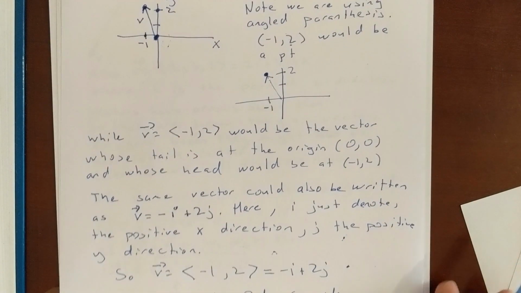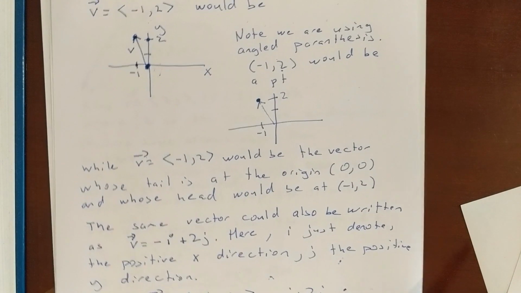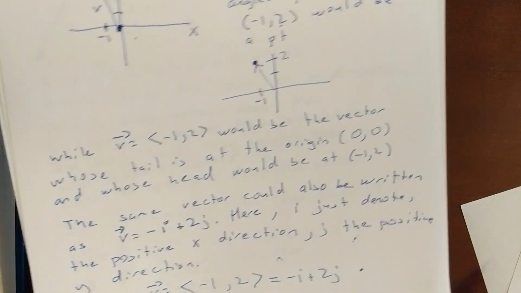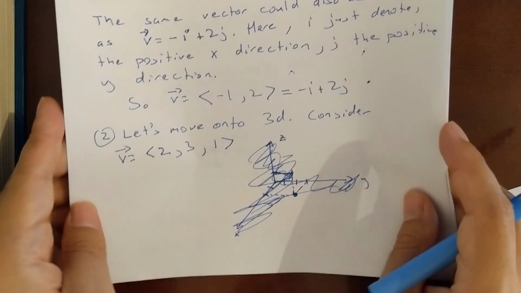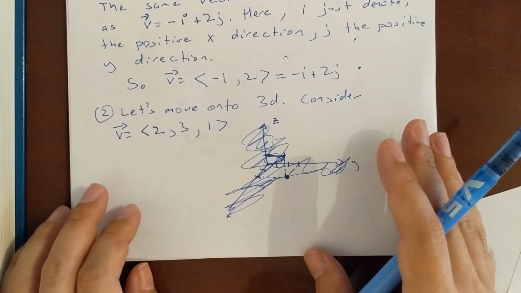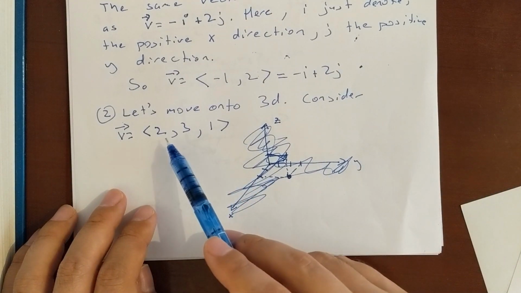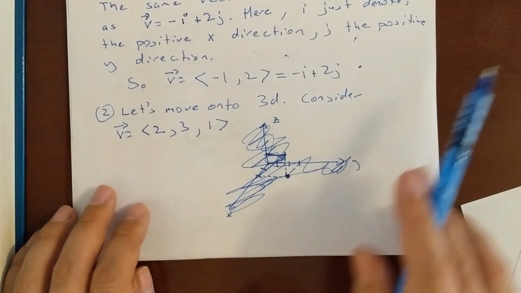You might have seen them in middle school, you might have seen them in high school, you might have seen them just right now. There's also three-dimensional ones. So let's consider a different vector v. This time it's going to be 2, 3, 1. Okay, 2, 3, 1. How would we draw this guy?